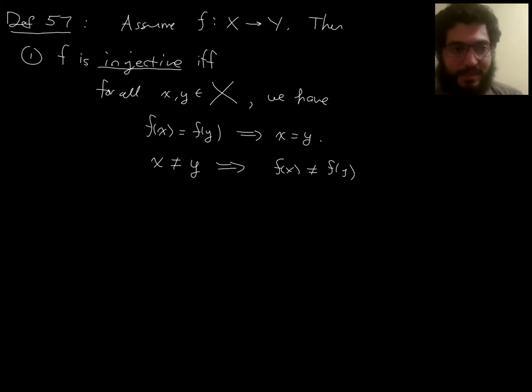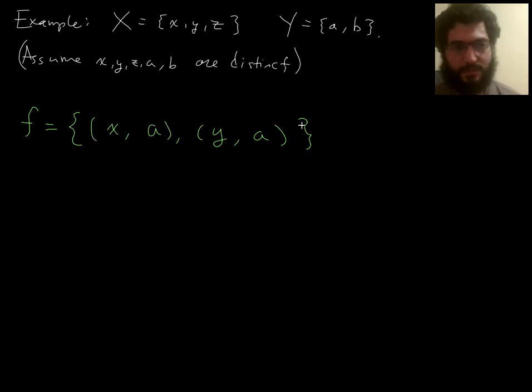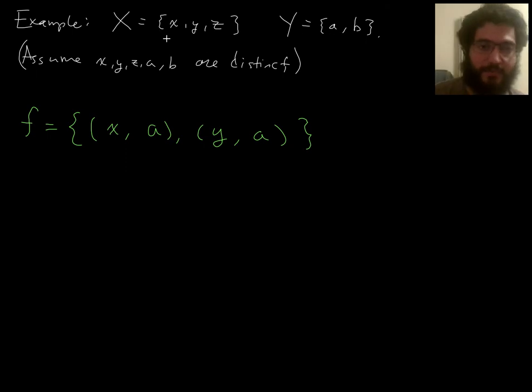So let's think about this in terms of the picture. And there's more to definition 57, but I'm going to introduce the ideas one at a time. Actually, first let's think about it in terms of a set of pairs with no picture. So let's define capital X and capital Y, just like in the last video, and assume that these x, y, z, a, b are all distinct. And let's say f is this.